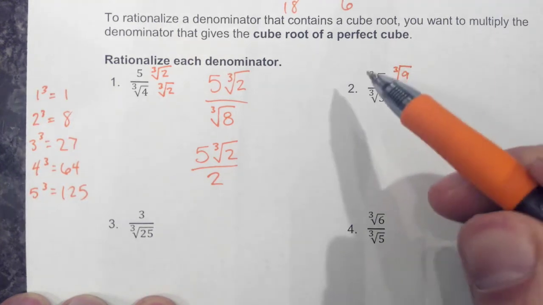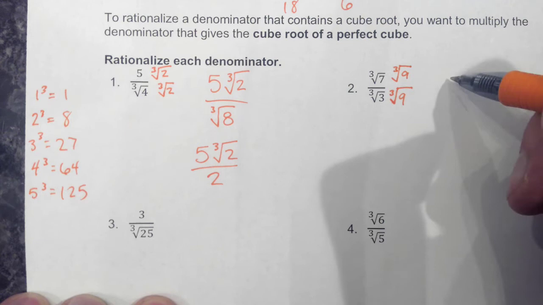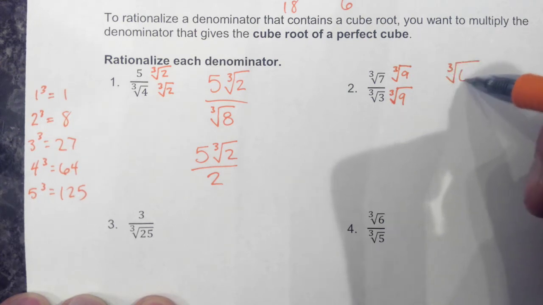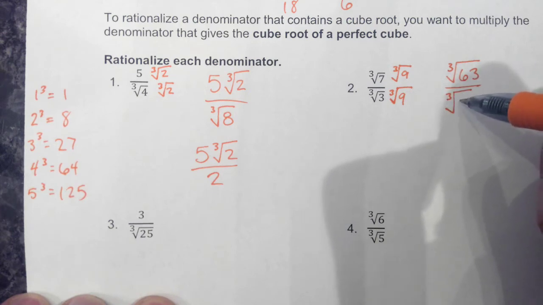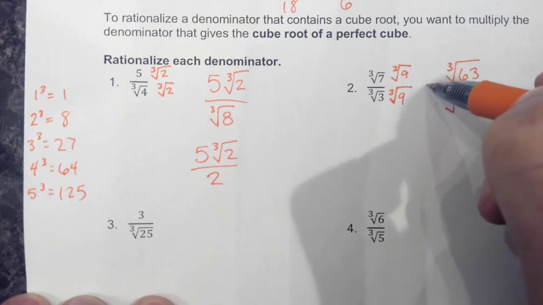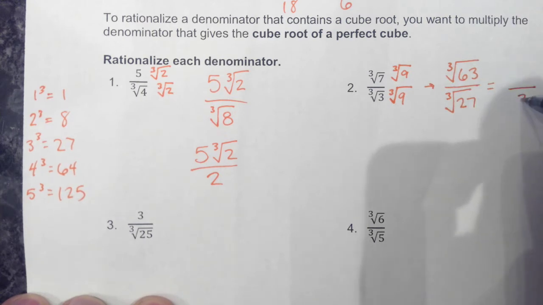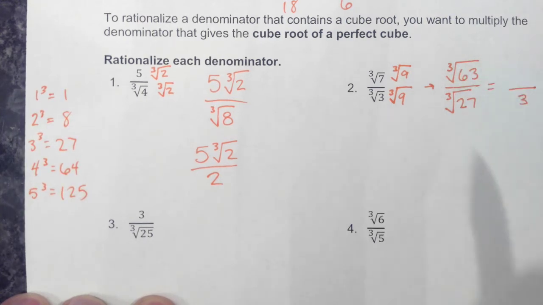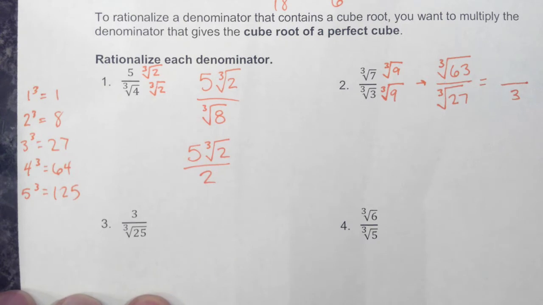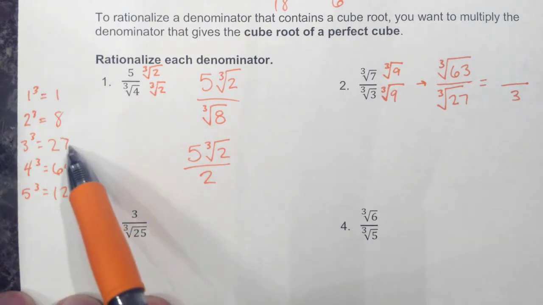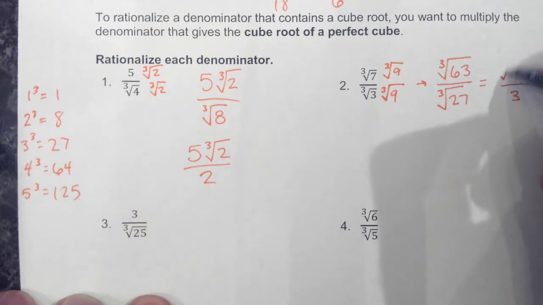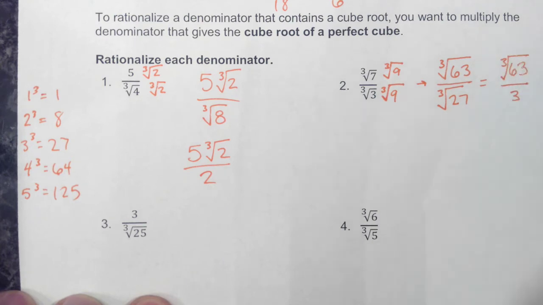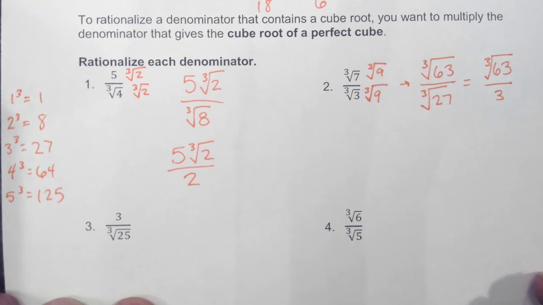So on top, I have the cube root of 63. On bottom, I have the cube root of 27. We know the cube root of 27 is 3. Is there a perfect cube that divides 63? 8 doesn't divide it, 27 doesn't divide it, and then 64 is too big. So it doesn't simplify any further than that. It's the cube root of 63 over 3.